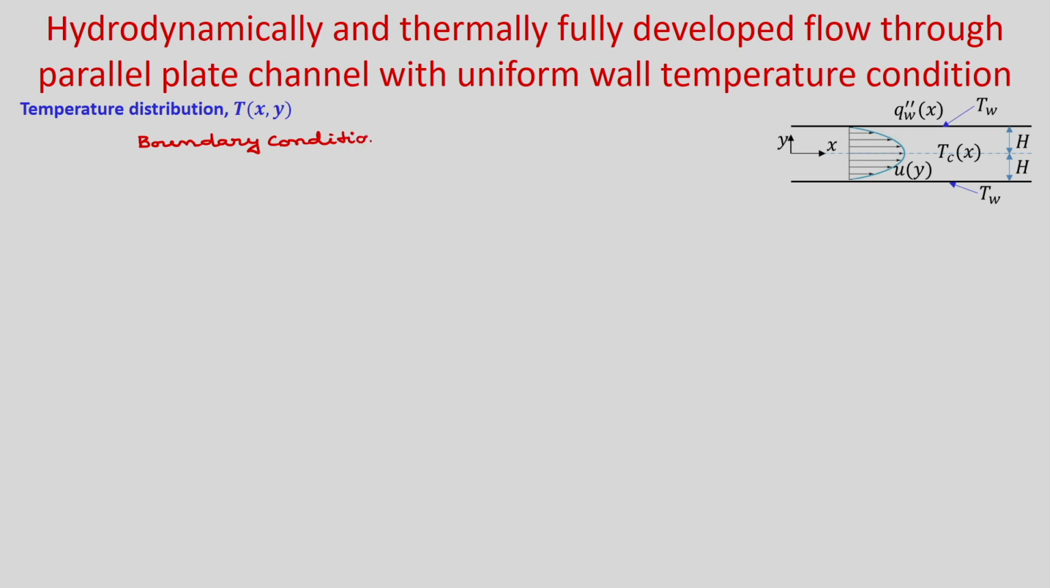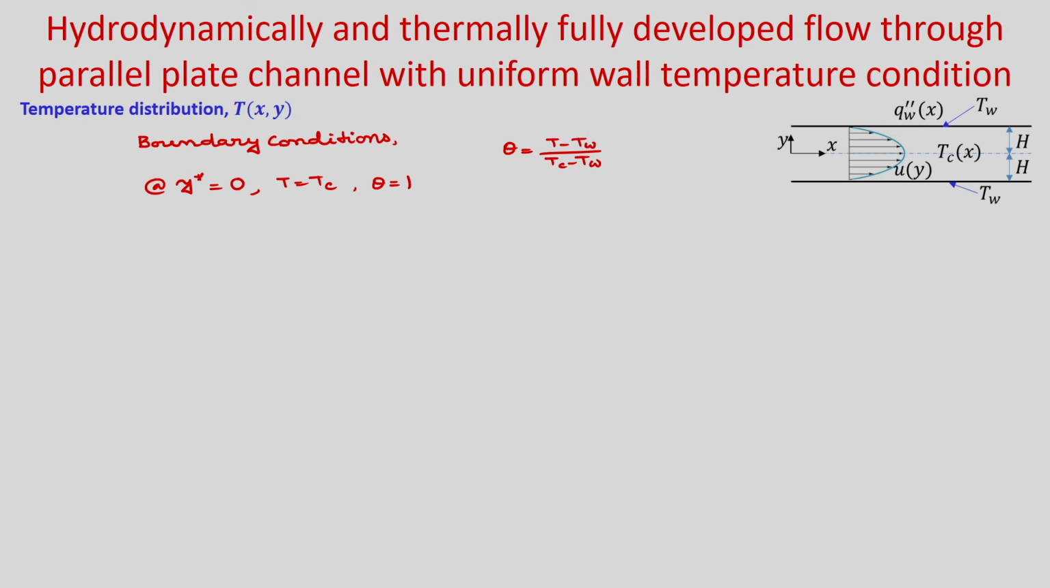Boundary conditions are, you see, at y star equal to 0, that means y is measured from the center line. So, y star equal to 0 means at the center line. Theta we have defined as T minus Tw divided by Tc minus Tw. So, at y star equal to 0, obviously theta is equal to 1 because T is equal to Tc. Let us write: y star equal to 0, T is equal to Tc, hence theta is equal to 1.